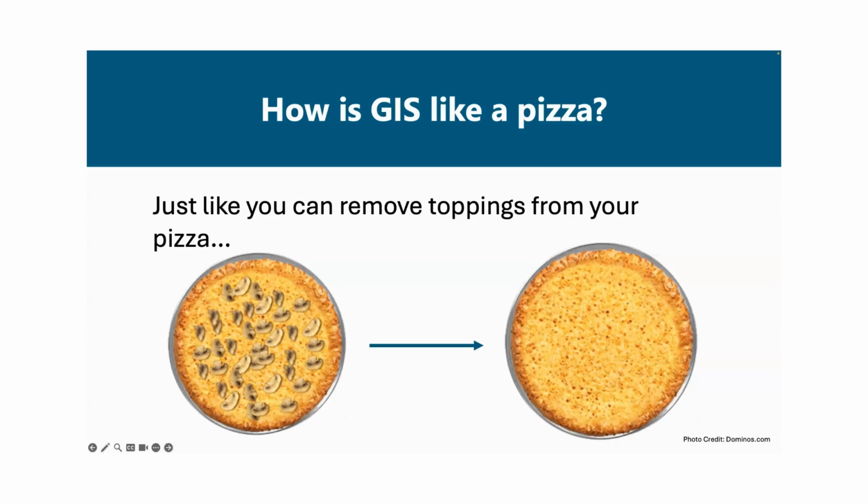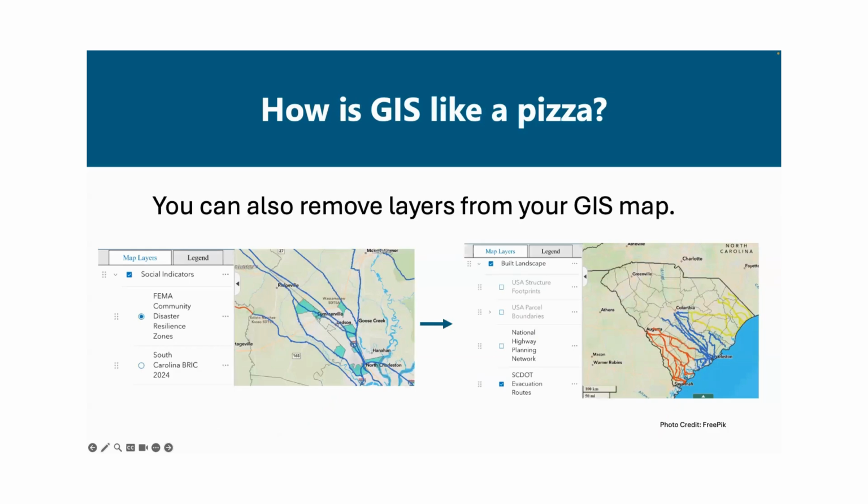You can also remove toppings from your pizza. Here we have removed the mushrooms to go back to our original base, a cheese pizza. Just like we can remove toppings from our pizza, we can also remove layers from your GIS map. In the example above, we have removed the FEMA Community Disaster Resilient Zones map layer, leaving us with our initial community map base layer and the South Carolina Department of Transportation evacuation routes map layer.